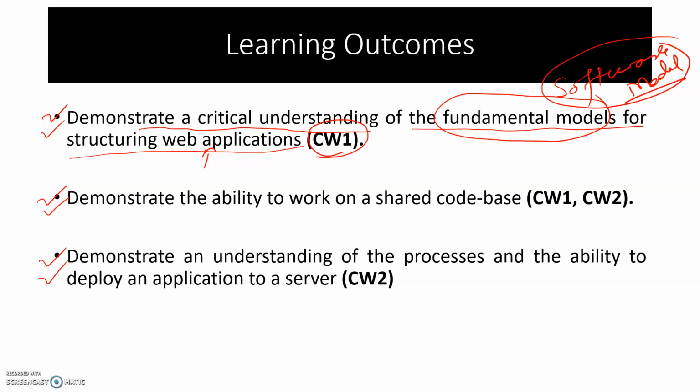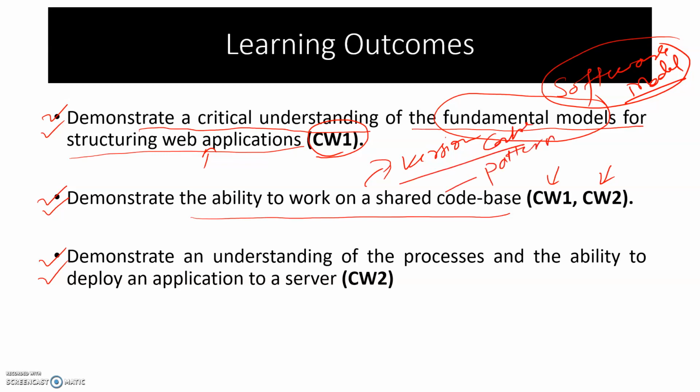Now, the second learning outcome says: demonstrate the ability to work on a shared code base. And in order to assess this learning outcome, coursework 1 and coursework 2 are given. In both the coursework, this learning outcome will be assessed. So what you are going to do to achieve this learning outcome, you are going to use version control mechanism. You will be using patterns, software patterns, and you are using code review to achieve learning outcome 2. So these topics are covered in week number 6, 7 and 8.